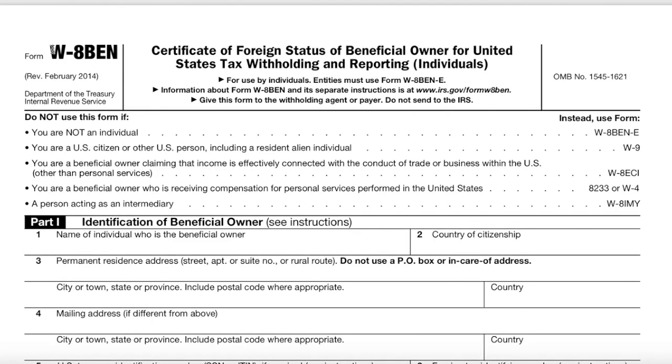So we want to fill in W-8-BEN. Don't fill in the W8-BEN-E unless you are a company. So most of us as voiceover artists, we are self-employed as individuals and we don't run companies. If you do run a company, then that's the one you need, W-8-BEN-E. But for the vast majority of us, just being self-employed, W-8-BEN is absolutely fine. And really, we're only concerned with two parts.